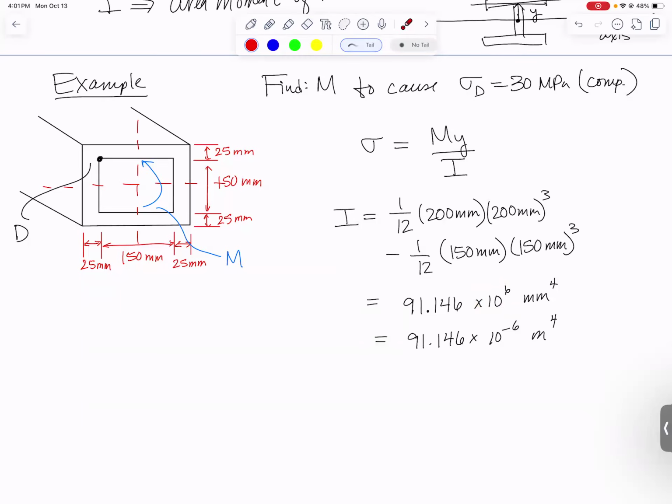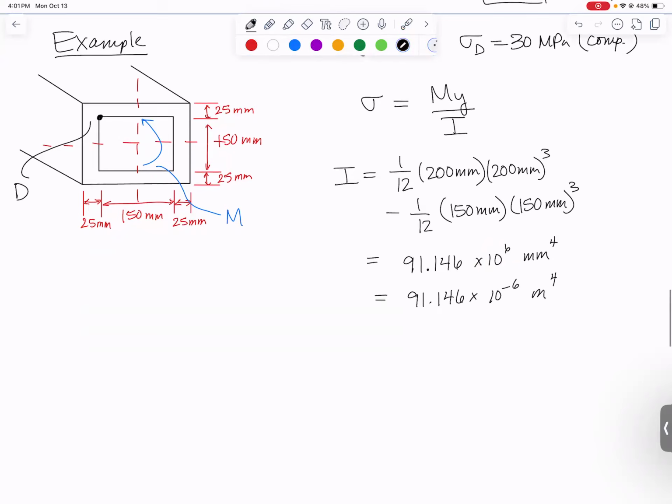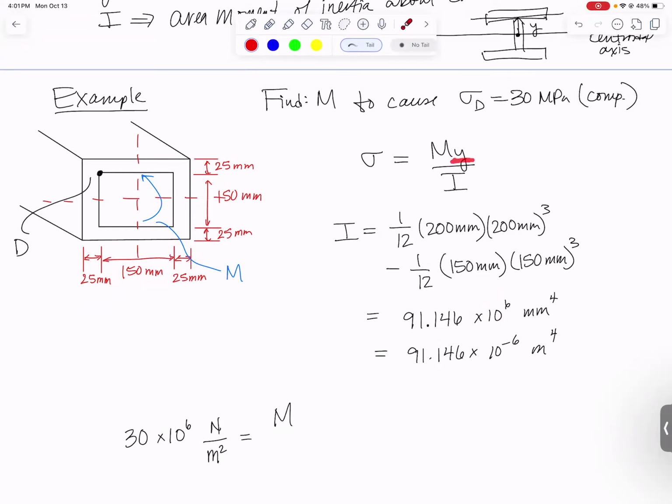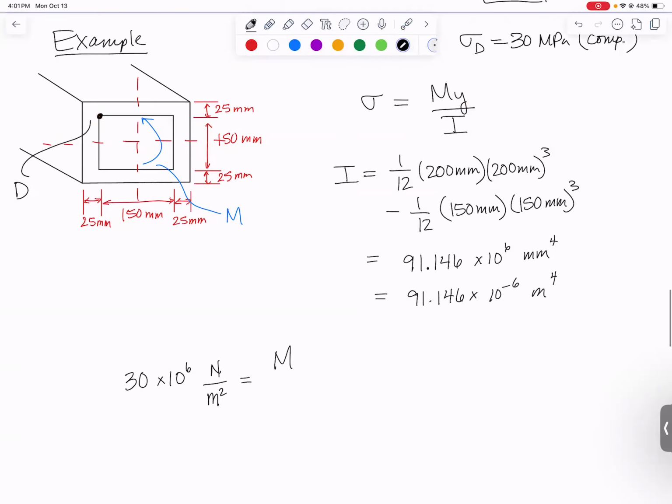So we found I, and I think we're pretty much ready to plug into our equation. Stress, we're told we want it to be 30 megapascals. Mega is times 10 to the 6th, and pascals is newtons per square meter on the left. On the right, we have M that we want to solve for. We need to know the Y distance. Remember how we find Y? Y is measured from the centroid of the whole shape to the point where we want to find the stress. So to get up to point D, we just have to do half of 150, which is 75 millimeters, or 0.075 meters. There's your Y distance. And then we divide by moment of inertia.